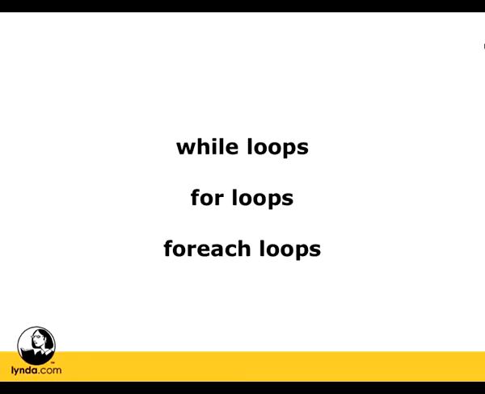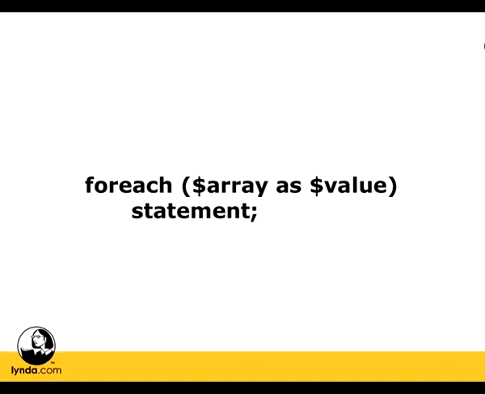In the last two movies, we took a look at the first two types of loops, while loops and for loops. Now we're going to look at the final type, which is foreach loops. Now that's foreach all run together as one word, and the format of it is going to be: foreach array as value, execute a statement.